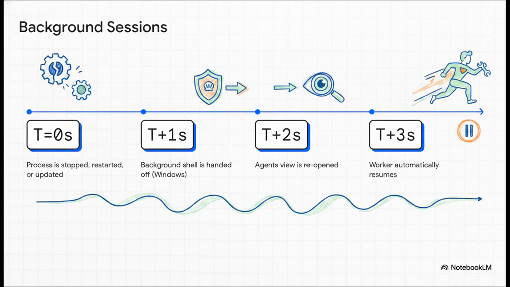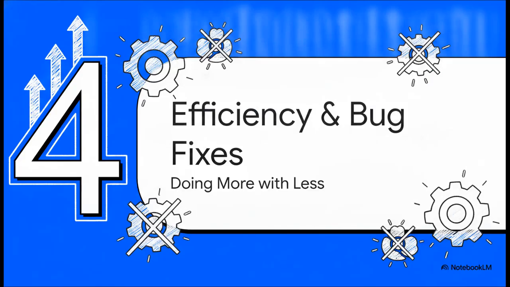Say your session's process is stopped, restarted, or even updated. Instantly, specifically for Windows users, the background shell is safely handed off rather than just being killed. Then, the very next time you open the agent's view, the worker automatically resumes exactly from where it left off. Your background jobs literally survive system interruptions now. No more silent deaths, no more lost progress. It's fantastic. Finally, let's hit Section 4, efficiency and bug fixes.